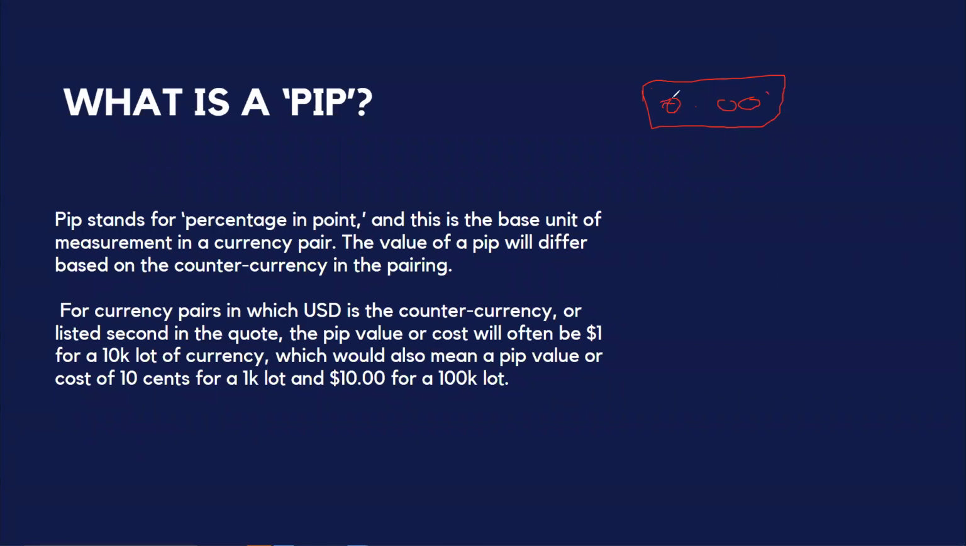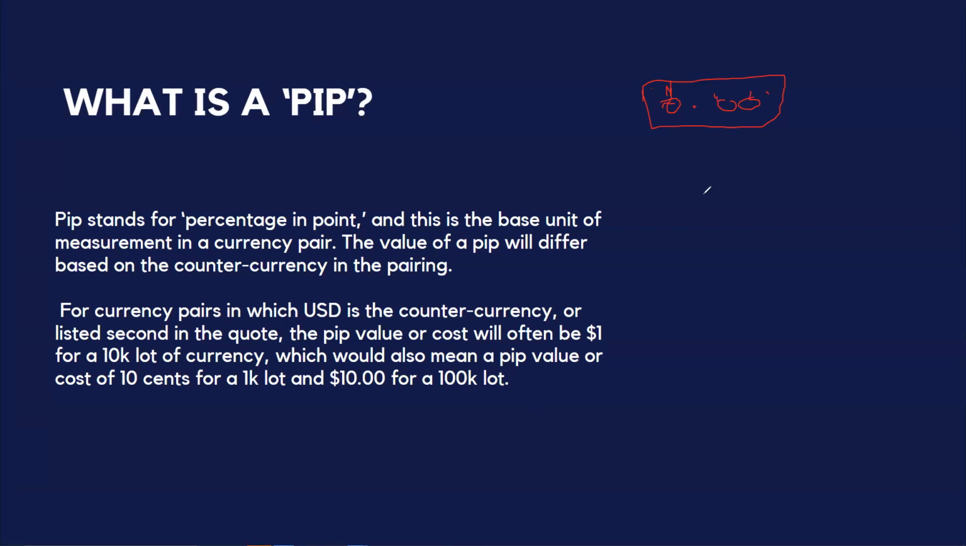Lot size. Any number starting from 1 before the point is a standard lot size. Any number after the point, starting from 1 going up to 9, is a mini lot size. And the last one here is a micro lot, starting from 1.